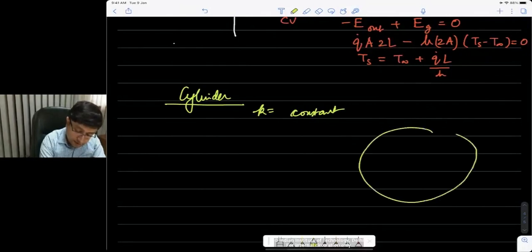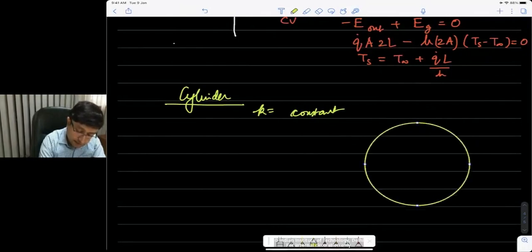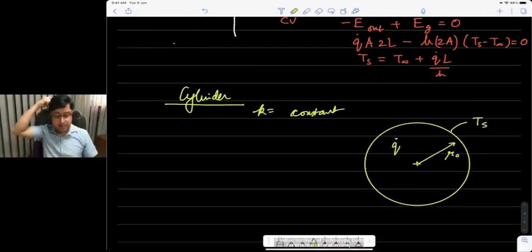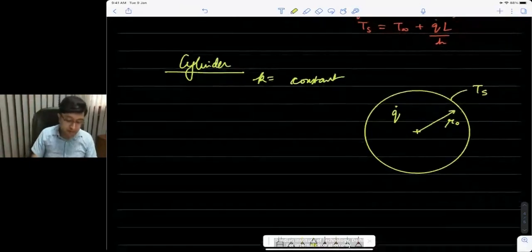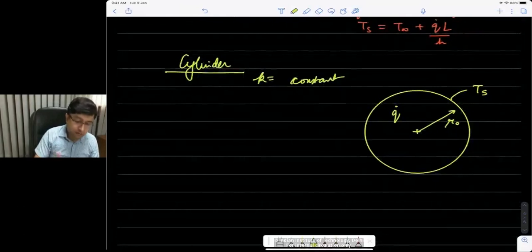Say that we have a cylinder, which has a radius of r naught, and there is uniform heat generation in this case. So Q dot is given. Say the outer surface is at some temperature Ts. Whether Ts is imposed, or it's because of its surrounding fluid, it doesn't matter right now. But let's say for now that the outer surface has a constant temperature Ts.